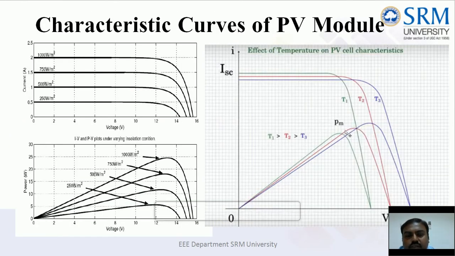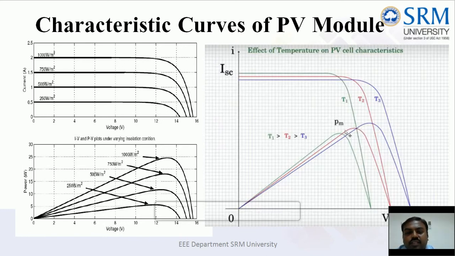These characteristic curves I have drawn are for a PV module. Earlier I showed you for a PV cell. You can see that for a PV module, where the irradiation varies, the peak power also varies. As irradiation varies, predominantly the current varies. When the current varies, the power varies. As the temperature varies, the thermal noise varies, and because of that the performance of the PV panel will deteriorate.